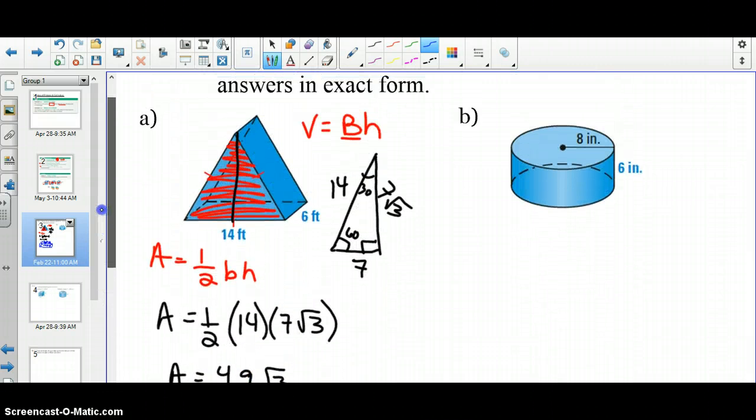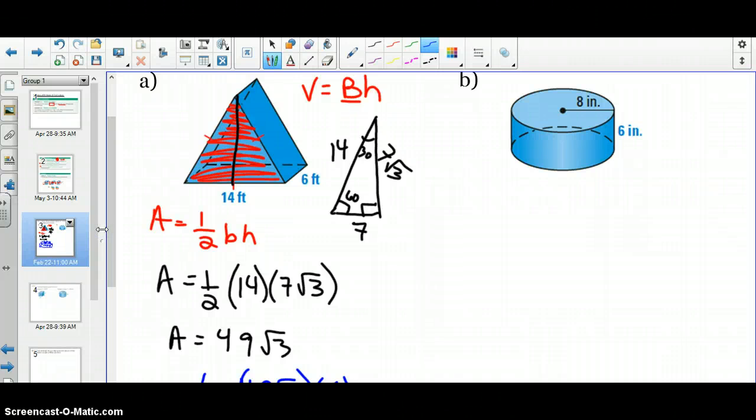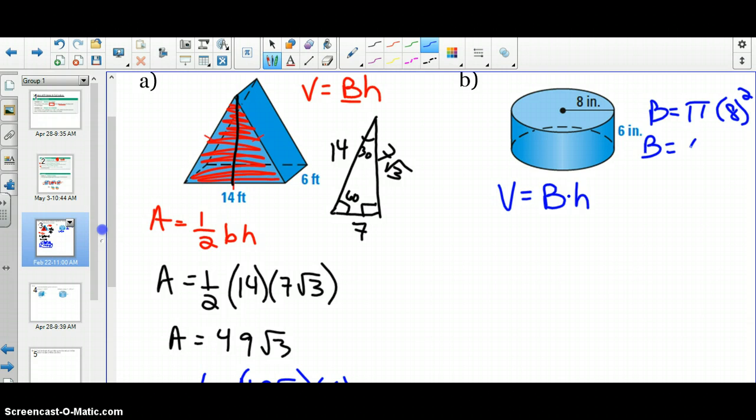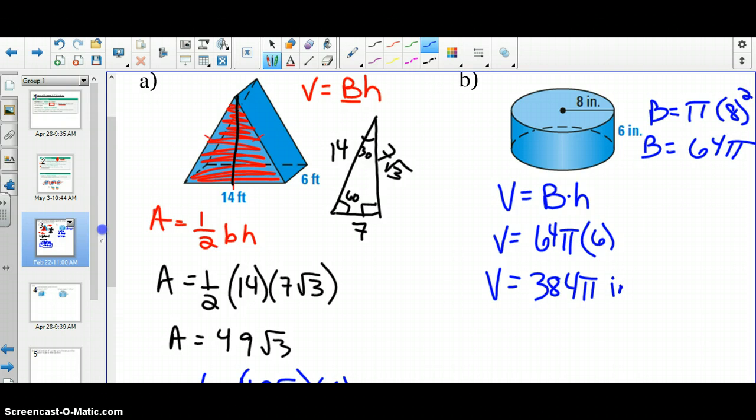Okay, let's look at the cylinder here to the right. So we want to find the volume, and we know volume is the area of the base times the height. The area of the base is a circle, so pi r squared, so pi times 8 squared, which will give us 64 pi. So this one's pretty easy. The volume of the cylinder has to be 64 pi times the height, which is 6. So volume is 384 pi, and this will be inches cubed.